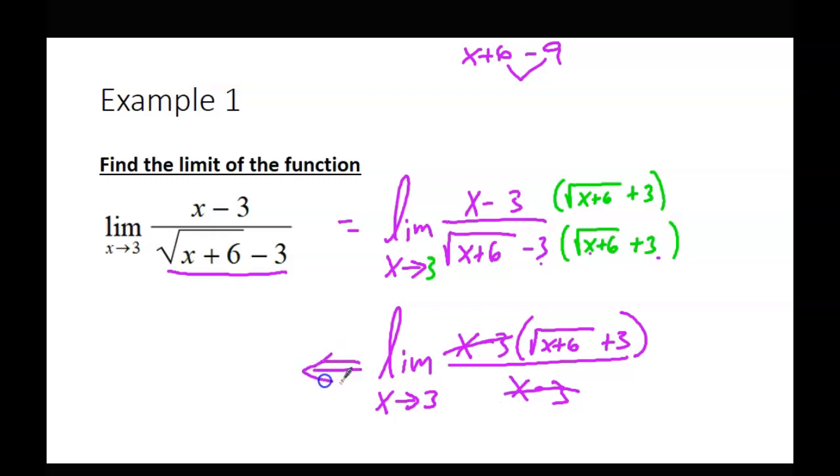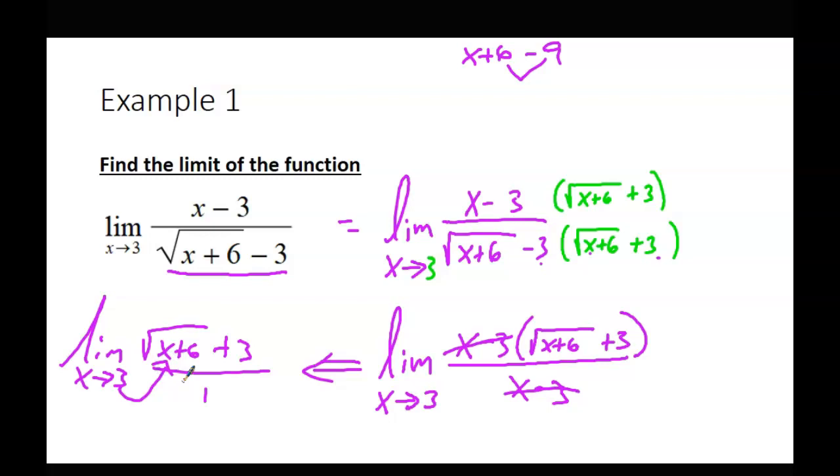So, I'm going to go this way. The limit, as x approaches 3, of the square root of x plus 6 plus 3, you can put it over 1 if you want, but we're ready to do our direct substitution. What would that give me as a final answer? Yeah, 6 is it. Good. All right, and that's called rationalizing. Good stuff.